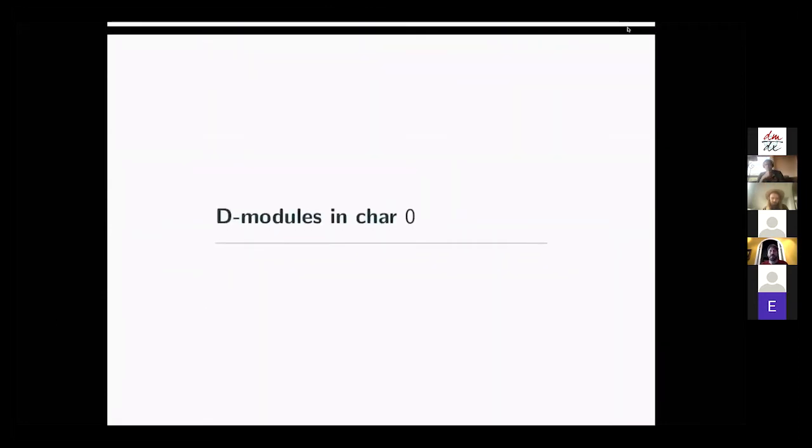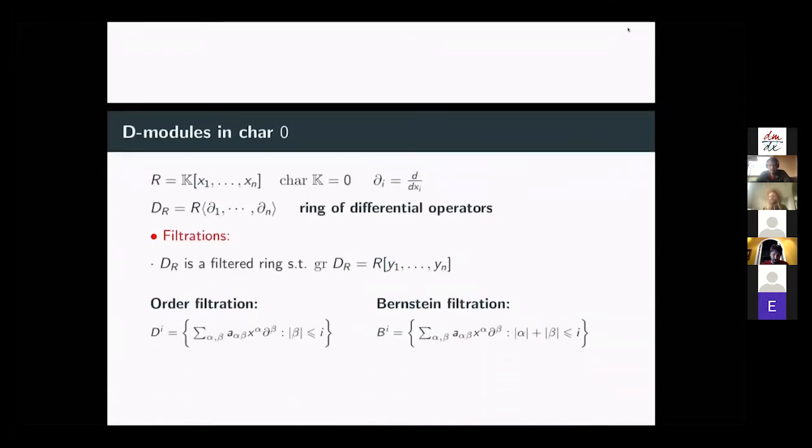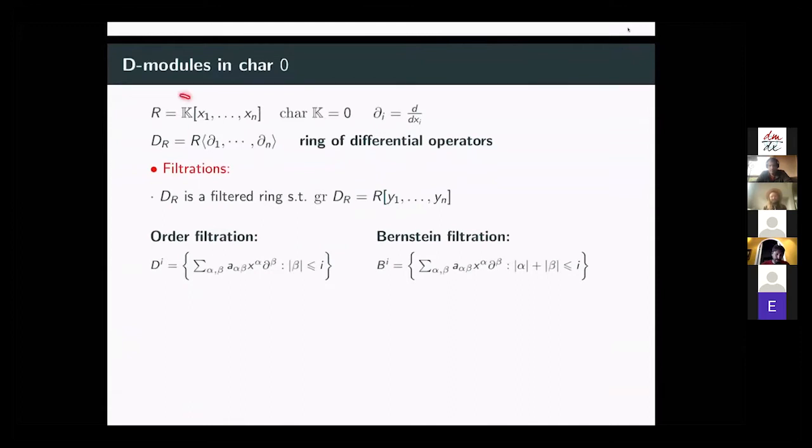recalling the basic theory of D-modules over the polynomial ring in characteristic 0. So you can open Coutinho's book at this point and try to refresh everything. So we start with the polynomial ring over a field of characteristic 0. Recall that delta i is going to be the partial derivative with respect to the variables, and the ring of differential operators is just the Weyl algebra. So it's the R-module generated by delta 1 through delta n. It's not commutative, but it's Noetherian, so it still has some good properties.